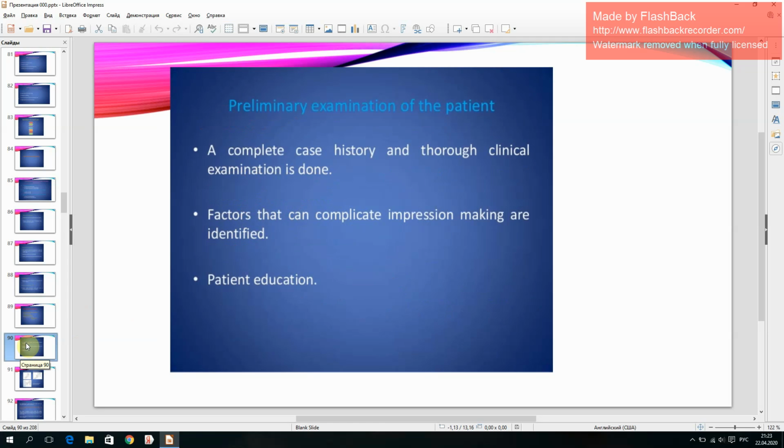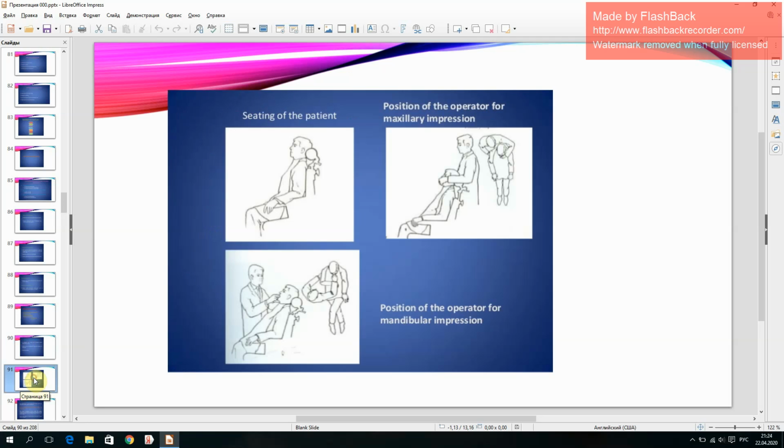Preliminary examination of the patient. A complete case history and thorough clinical examination is done. Factors that can complicate impression making are identified. Patient education. Seating of the patient. Position of the operator for maxillary impression. Position of the operator for mandibular impression.